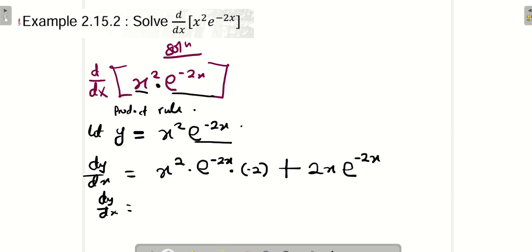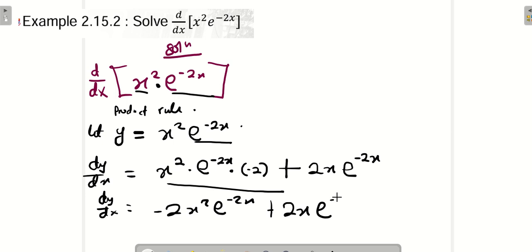It's not multiplying. Alright, so let's focus on this part. We will have negative 2x squared e to the power negative 2x, then here will be plus 2x e to the power negative 2x. Now when we get to this point, we have e to the power negative 2x here, and we have 2x here. So we can do some factorization.